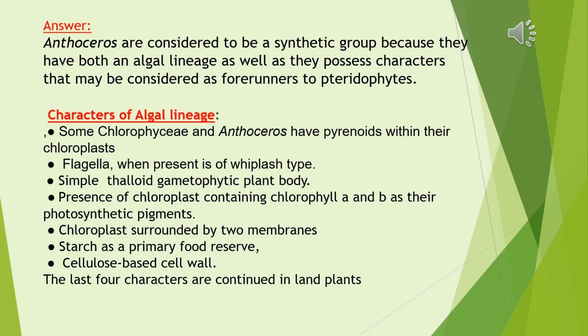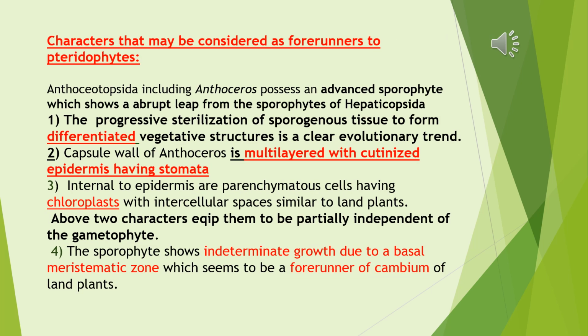Now, the other four characters: presence of chloroplast containing chlorophyll A and B as their photosynthetic pigments. Next, chloroplast surrounded by two membranes, starch as the primary food reserve, and lastly, cellulose-based cell wall. As I've mentioned already, I think the last four characters are continued in land plants. Characters that may be considered as forerunners to pteridophytes.